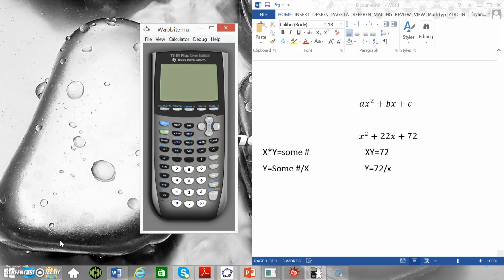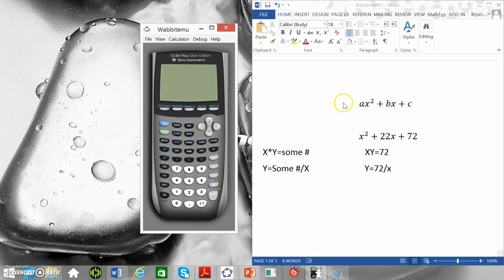Hi class. Today we're going to look at how to use the graphing calculator to help us find factors of a given number. When we're looking to factor quadratics, and in this case quadratic trinomials, one of the hardest things is when we're looking for factors of c.